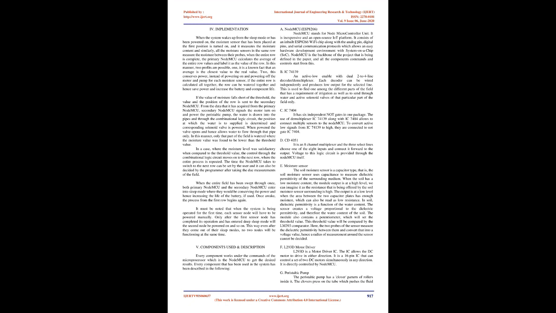B. IC 74139. An active low enable with dual 2-to-4 line decoder/demultiplexer. Each decoder can be wired independently and produces low output for the selected line. This is used to find one among the different parts of the field that has a requirement of irrigation, as well as to send through water and activate solenoid valves of that particular part of the field only.